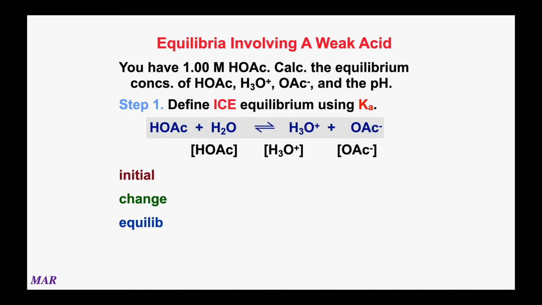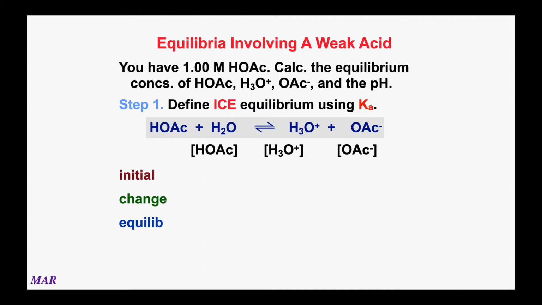Let's say we have 1.00 molar acetic acid, and we know that acetic acid is a weak acid. It reacts with water in an equilibrium to make hydronium and acetate. If this was, of course, HCl or nitric acid, a strong acid, we'd use a one-sided arrow, but for most acids we would use the equilibrium arrow.